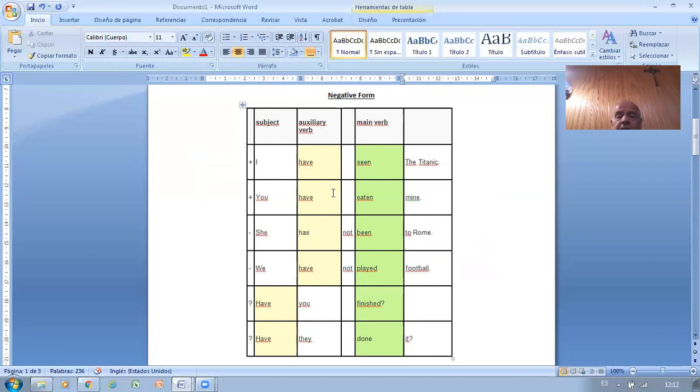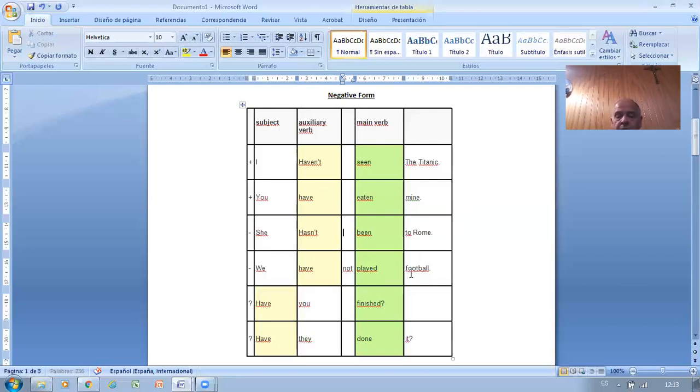Now you can make it together in here, for example. You can say haven't or hasn't. Sorry. Would be the same thing. If you use hasn't, you don't have to use not because you already have it. So she hasn't been to Rome, or we have not played football.